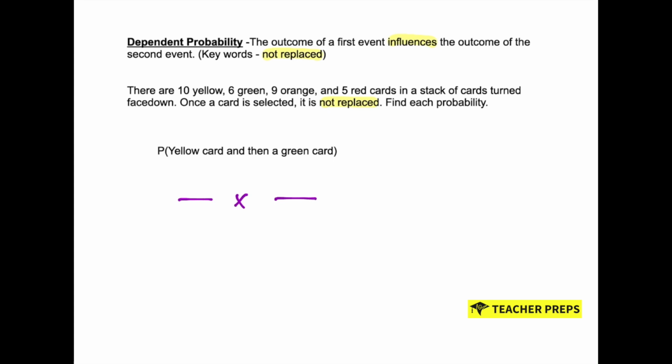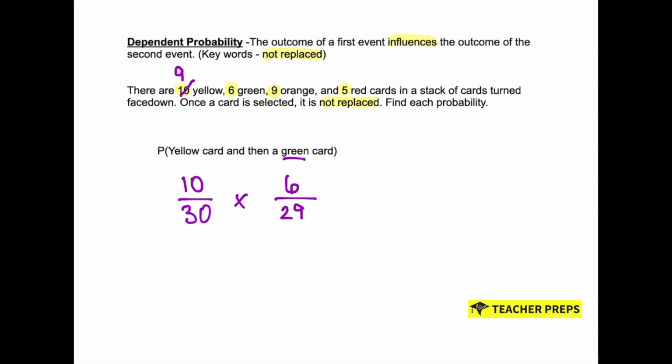How many yellow cards are there? There are 10 yellow cards. How many total cards are there? There are 30 total cards. Then, when you have dependent probability, you want to assume that you get what you wanted on the first event. So we're going to assume we got a yellow card, meaning there's no longer 10 yellow cards in the deck, there's now 9. Now we can do the second ratio. How many green cards are there? There's 6, but instead of being 30 cards, now there's 29 because we did not replace it.